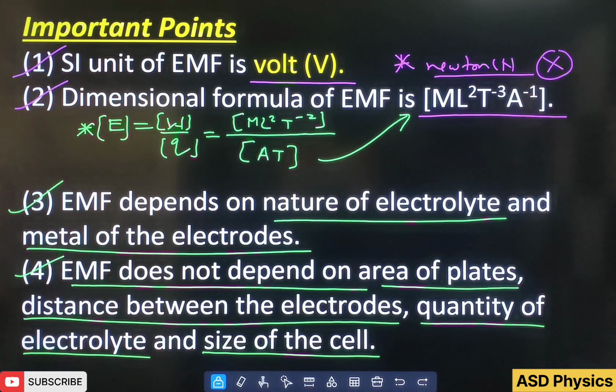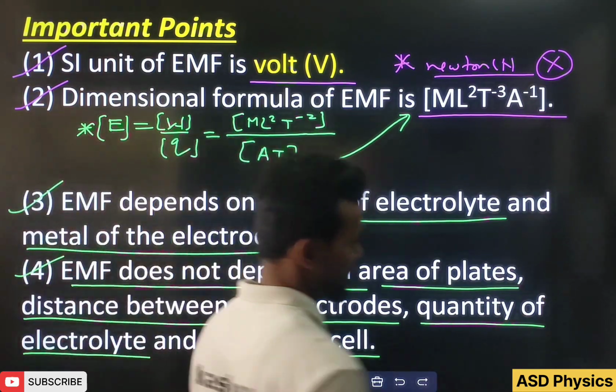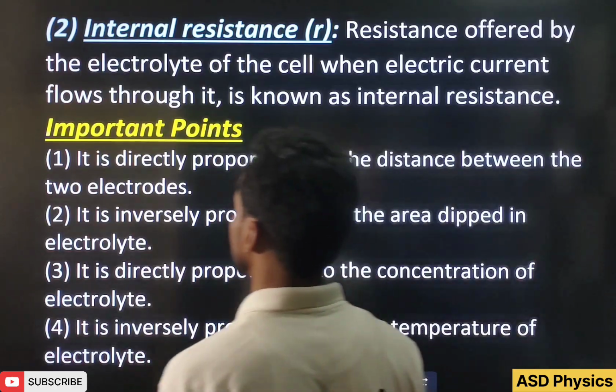Kindly remember that on these factors, that means in point number 3, it depends, and in point number 4, on these factors it does not depend. Kindly remember that in an MCQ, assertion-reason and all, they may ask somewhere.